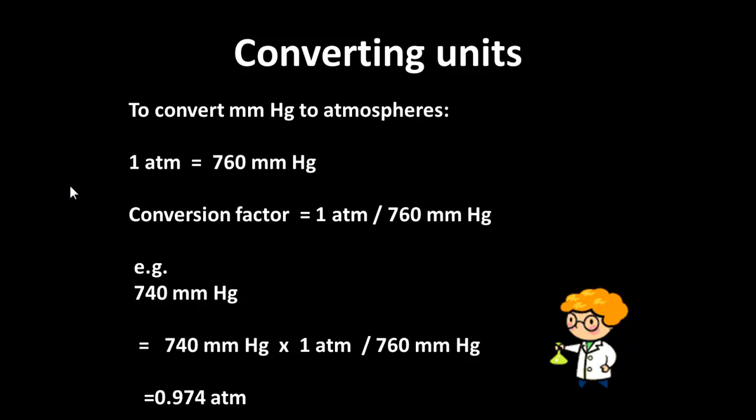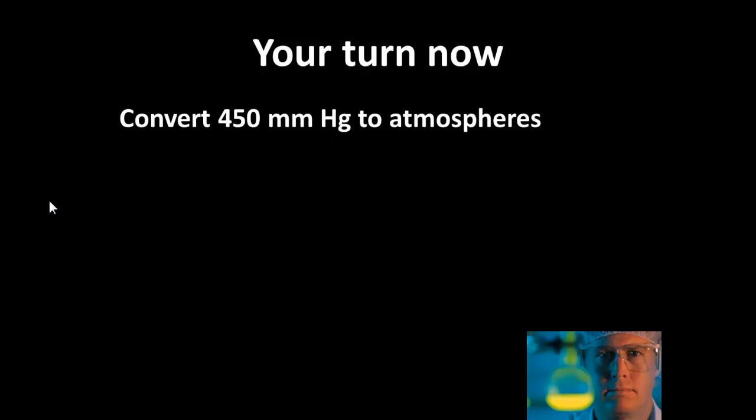So for example, if we take 740 millimeters of mercury and plug it in, we get 740 millimeters of mercury multiplied by 1 atmosphere divided by 760 millimeters of mercury. The units, millimeters of mercury, will of course cancel each other out, leaving just atmospheres, so our answer is going to be in atmospheres, and that works out as 0.974 atmospheres.